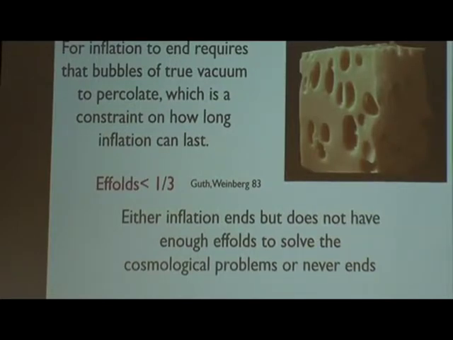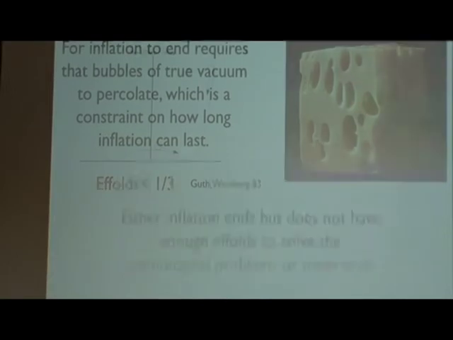You can rephrase that into how much inflation you could get in a stage, and in this instance, you could only get a third of an e-fold. So you're left with a difficult situation. Either you can solve the horizon and flatness problems, or you never end inflation. That was the problem with old inflation.